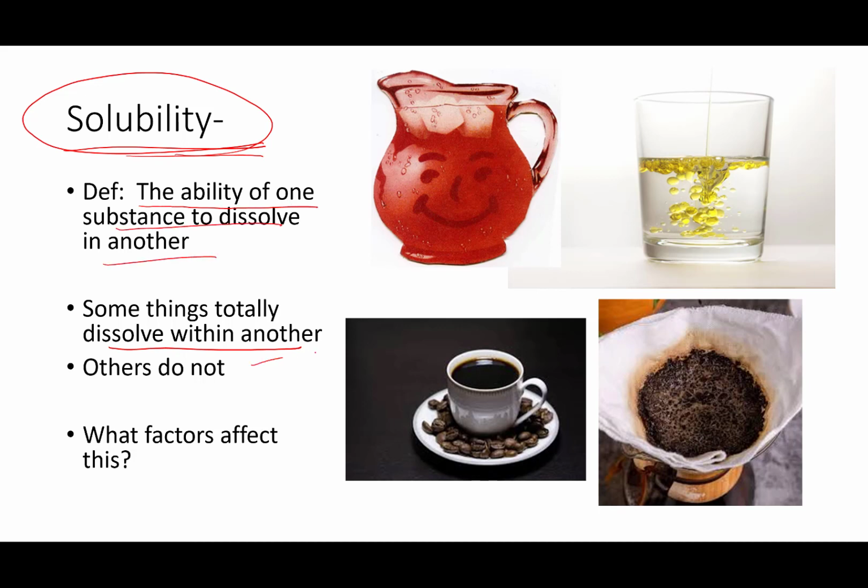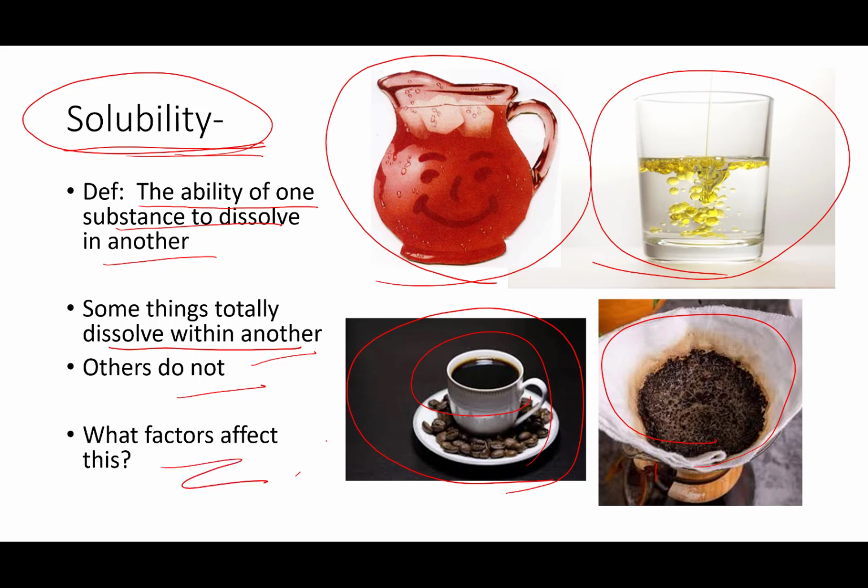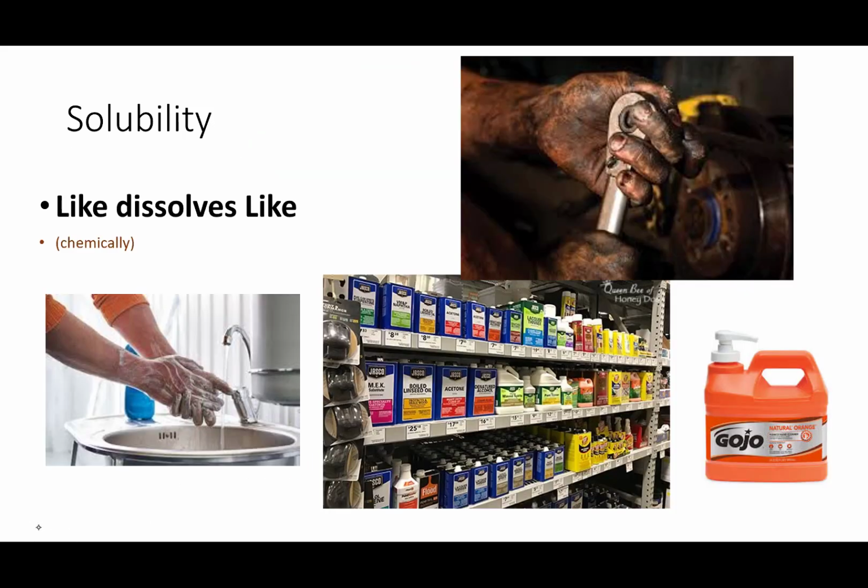And some things totally dissolve and others don't. Sugar, water, Kool-Aid powder dissolves very well. Oil and water do not. When you make a great cup of coffee, the grounds stay in the filter paper, but a lot of the flavorings and the oils and the essences go right through and go into making that cup of coffee. So what factors affect solubility?